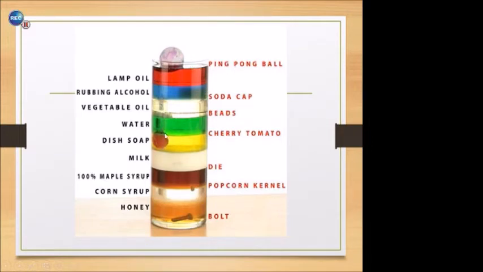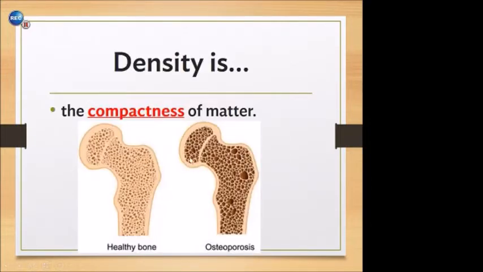You can also see that there's a penny in here, there's a bolt, a ping pong ball, soda cap, beads. Oh, that's not a penny, that's a tomato. So you can see the different densities and where they lie in this little spectrum shown on the screen. So density is actually the compactness of matter. Healthy bones are going to be very dense, and if you have osteoporosis, you're going to have less dense bones. So this is important for our medical folks as well as our scientists.